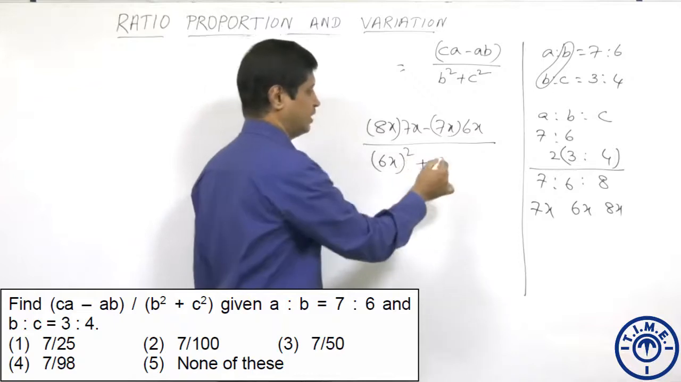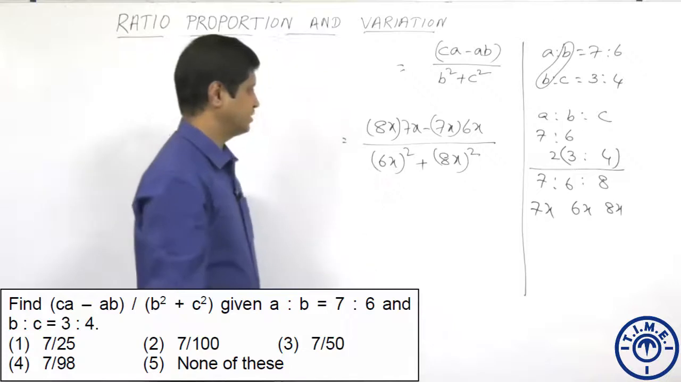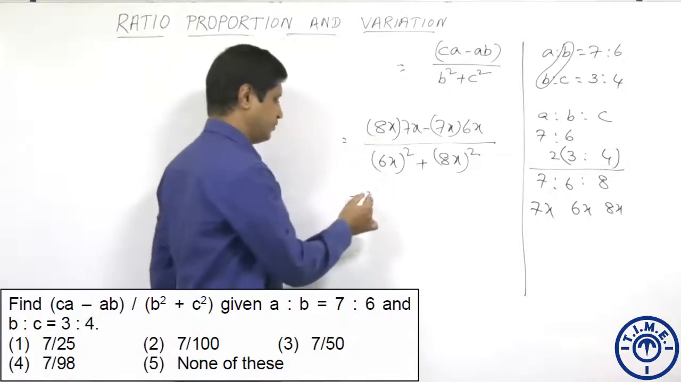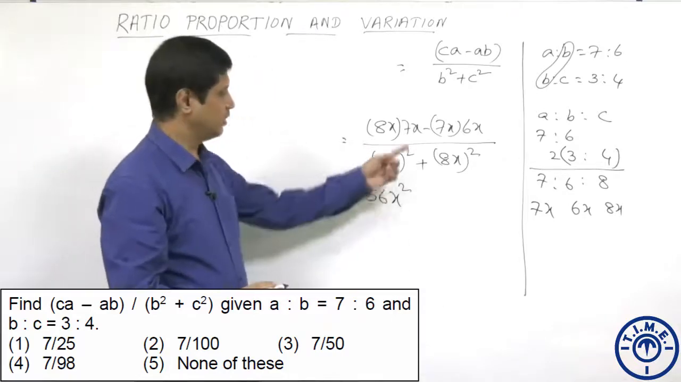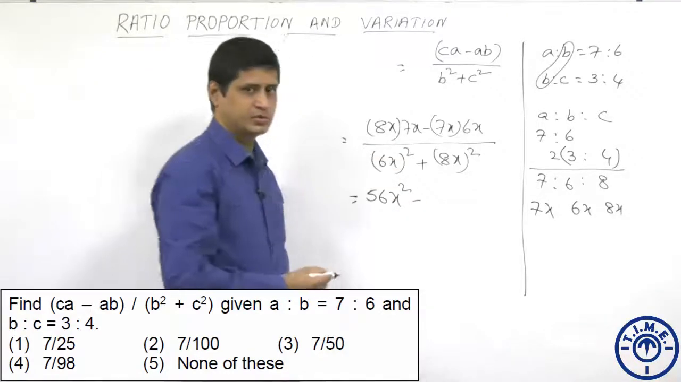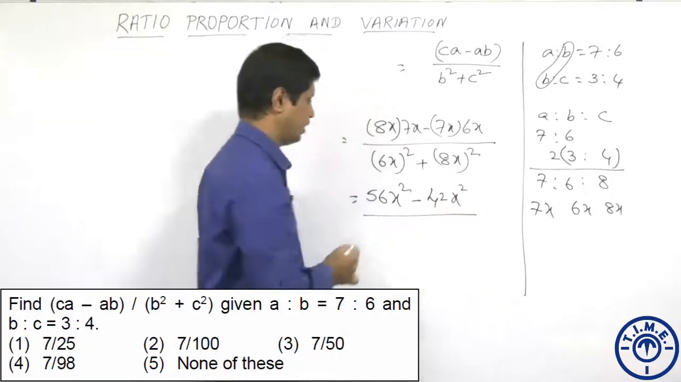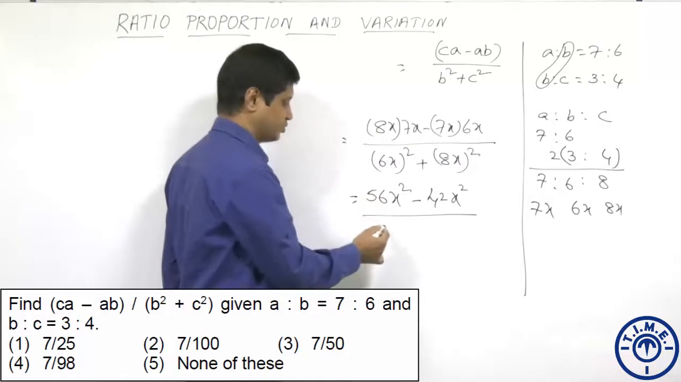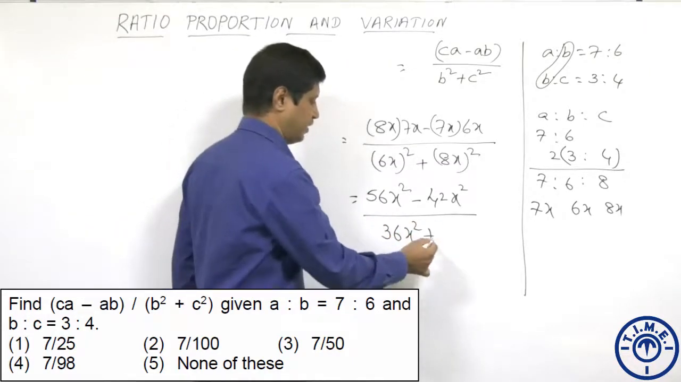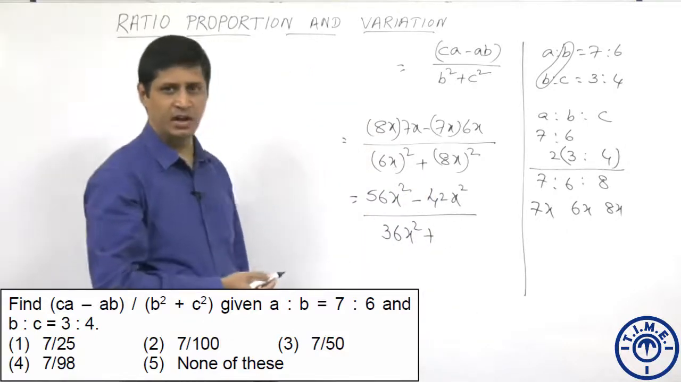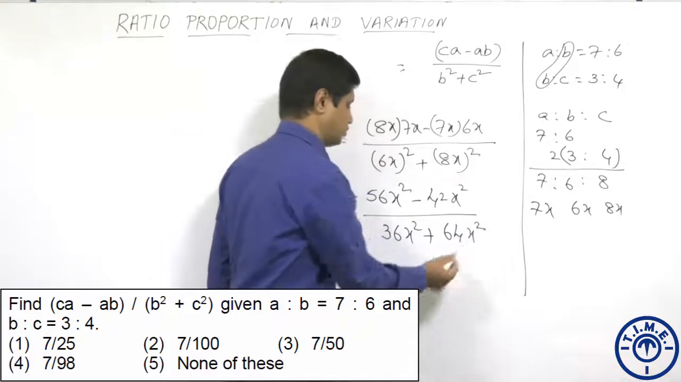The value of c is 8x whole square. Now solving this, 7 into 8 is 56 x square. Now what is the second part here? 7 into 6 is 42 x square. Now in the denominator side, 6 square means 36 x square. Now what is the second part? 8x whole square. 8 square means 64 x square.